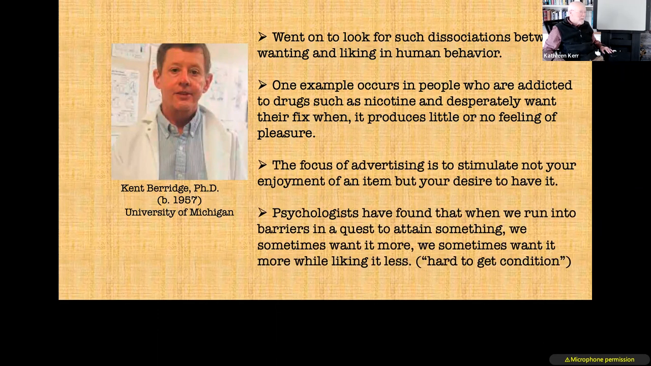His brother is in advertisements. Psychologists have found that when we run into barriers in a quest to attain something, we sometimes want it more. We sometimes want it more while liking it less. And it's hard to get, a hard-to-get condition. They gave an example of two women whom men met. One was very, very attractive, and the other one was attractive, but very hard to get. And were they attracted to the very attractive one? No, they went to the hard-to-get condition, liking it less.